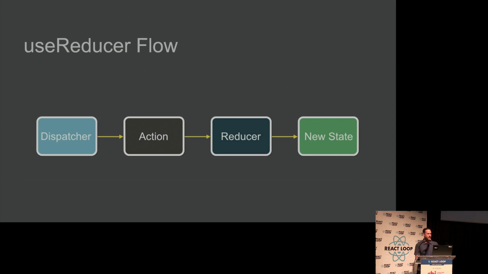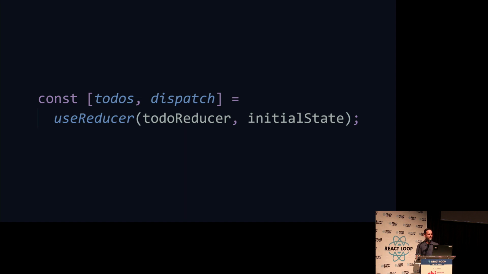This is kind of what it looks like if you were to look at a flow of useReducer. You've got a dispatcher that dispatches an action, goes to a reducer. The reducer returns new state. This is also what it looks like to write a reducer. This is actually exactly what the to-dos reducer looks like inside of the demo I'm going to show.